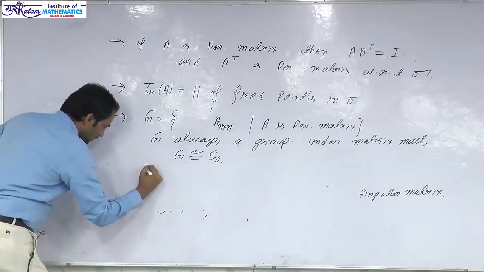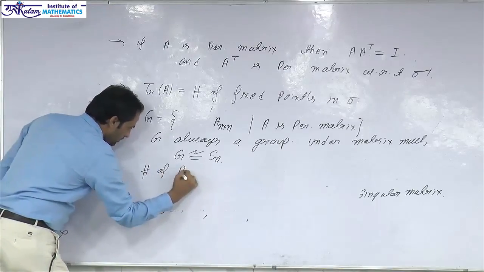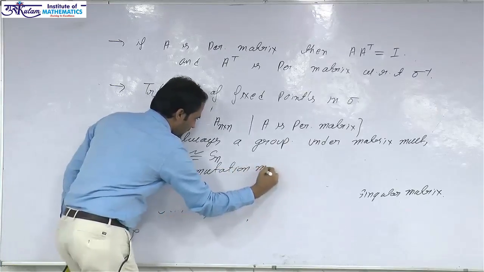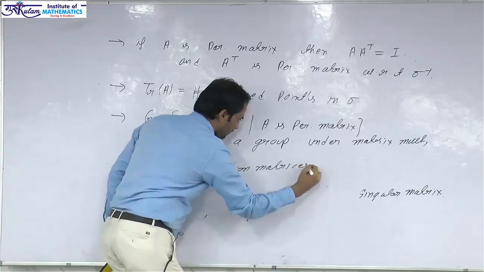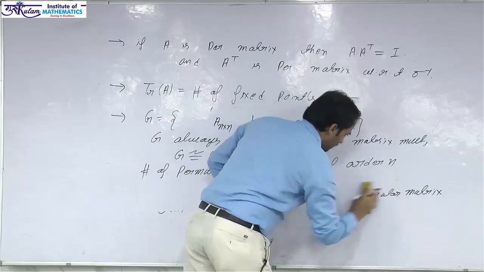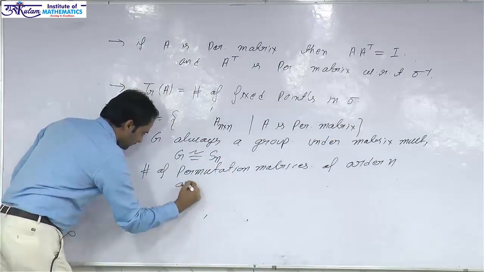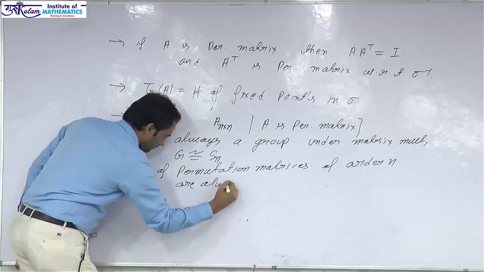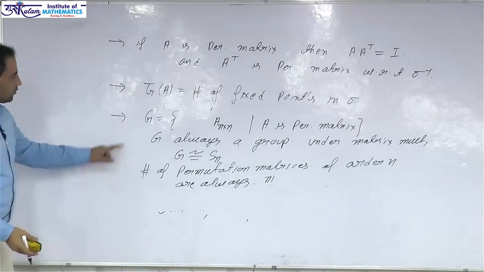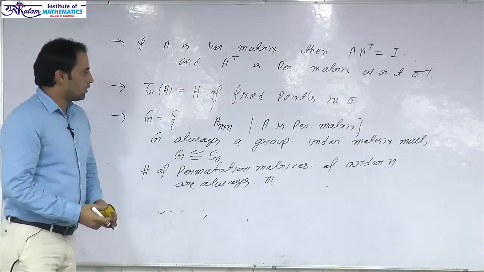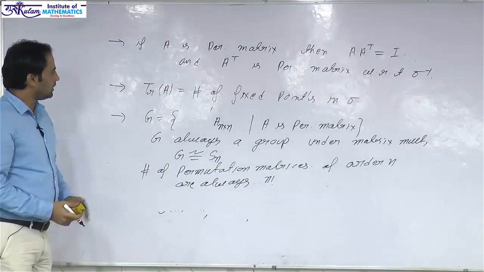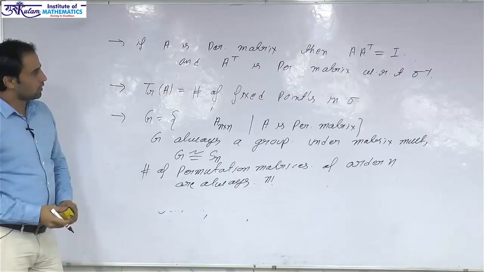That is, the number of permutation matrices of order n is always n factorial. So this is the next property. If you want to count the number of permutation matrices of order n, then it is always n factorial. So these are the main properties of a permutation matrix.